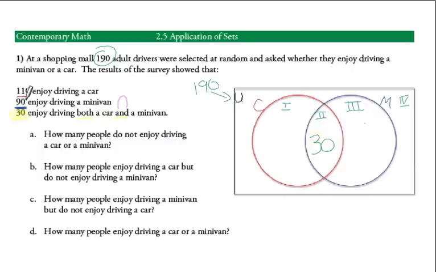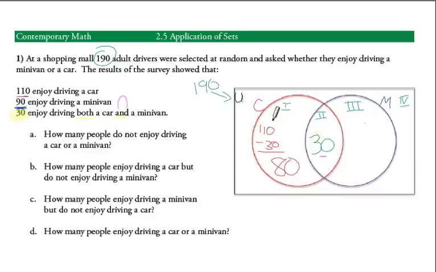So let's go to the 110 that enjoy driving a car. So remember, we said there were 110 people that belonged in this circle. We already have 30 of them. So we need to find how many are remaining. And this is just going to be simple subtraction. We're going to do 110 minus 30, and that's going to give us 80. So we know 80 drivers only enjoy driving a car. And you can see 80 plus 30 is the 110.